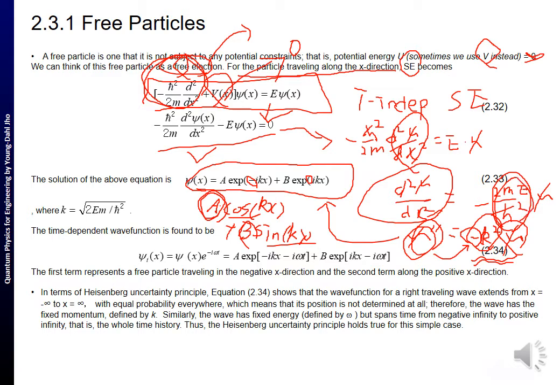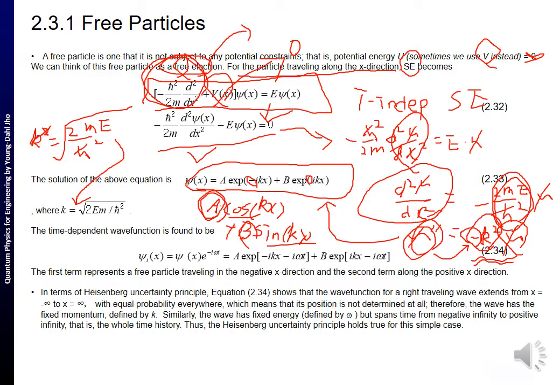And the energy was defined here. So k square was 2mE over h bar square. So we take the square root on both sides. It will be like this. That definition is here.